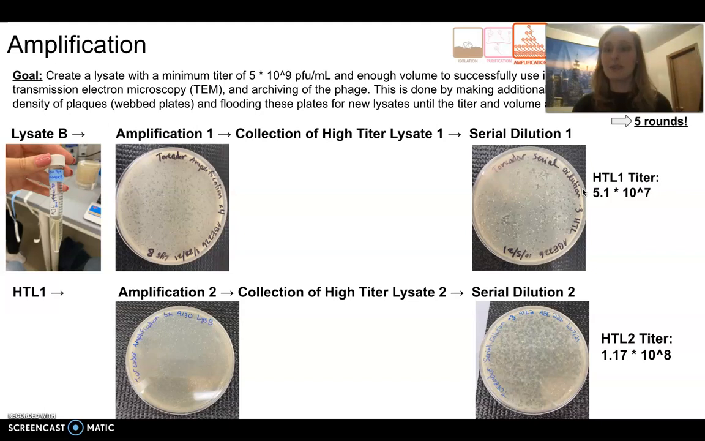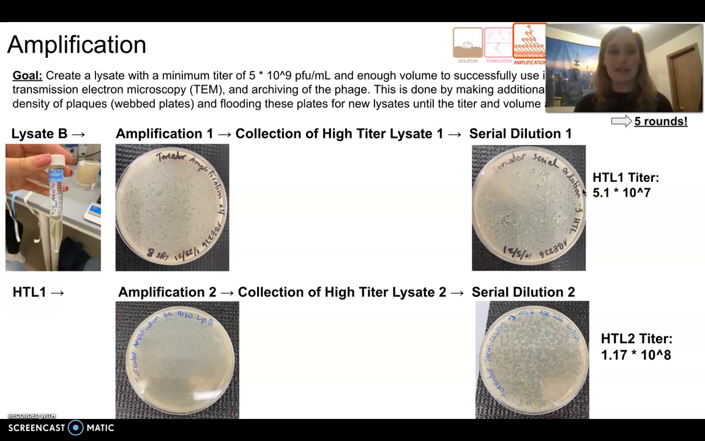This is done by making additional plates with a very high density of plaques, which is that web plate I talked about, and flooding those plates to create new lysates until the titer and volume are high enough. However, this step was very difficult for us because we had to do 5 rounds. Our phage was very stubborn with amplification, and we're honestly not 100% sure why.